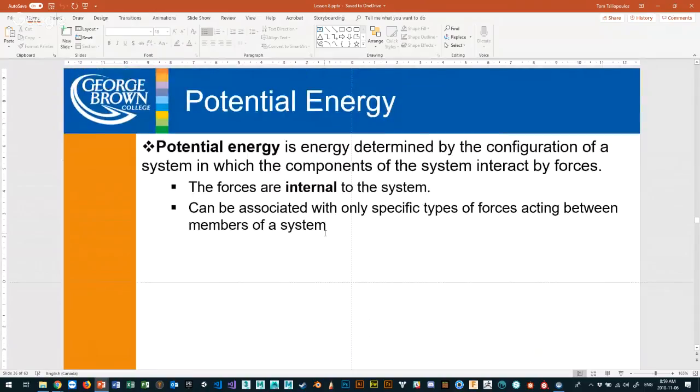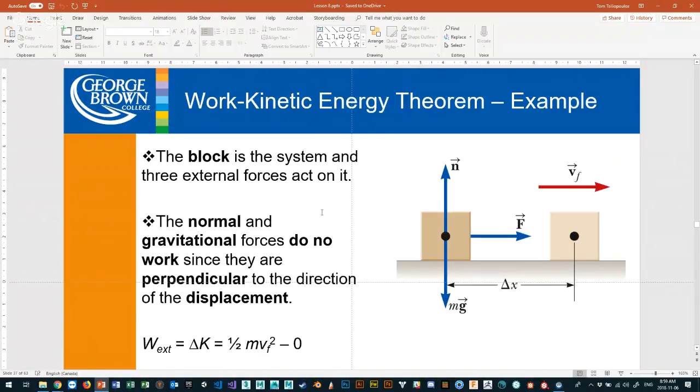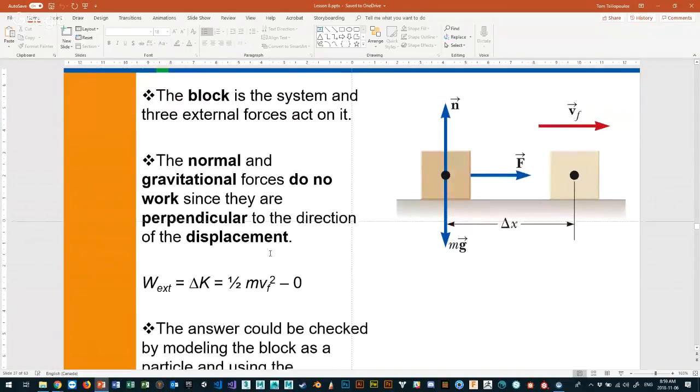Okay, potential energy. What the heck is potential energy? Think about this. It says it's determined by the configuration of a system in which components of the system interact by forces, and the forces are internal to the system, okay? One thing that we know also is that we have this work kinetic energy theorem example that we talked about before. I'm going to go back to potential energy in a second.